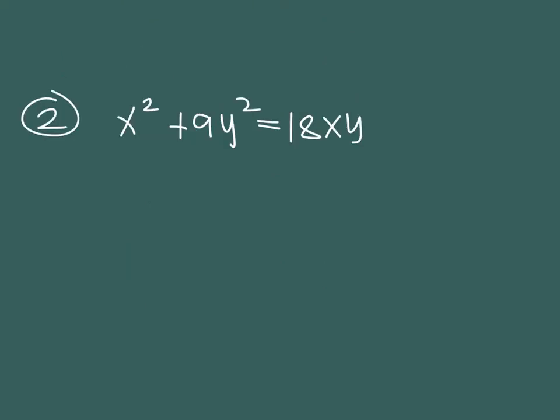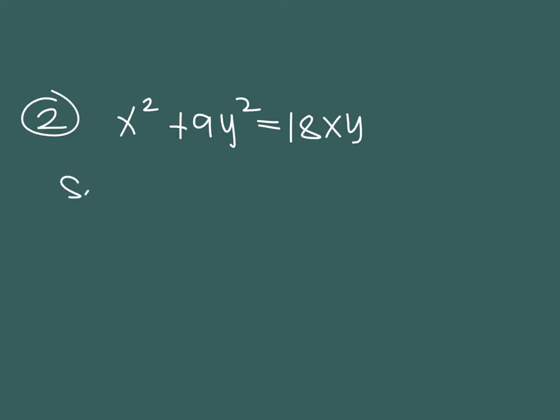Okay, so we continue with example number 2. This time, it still looks similar to the first one. We have x squared plus 9y squared equals 18xy, and then maybe a little different because we have an xy. In the previous example, it's just 18, so the derivative of a constant is 0. Okay, so again, we perform the process.